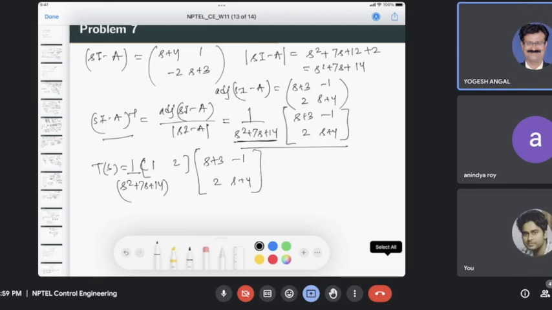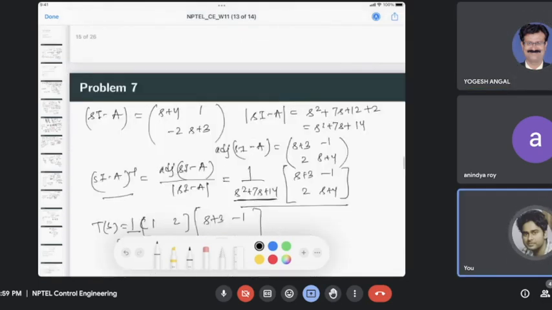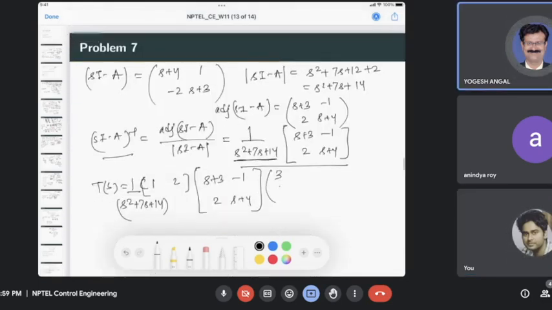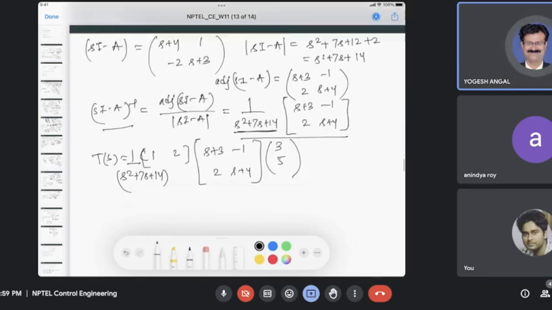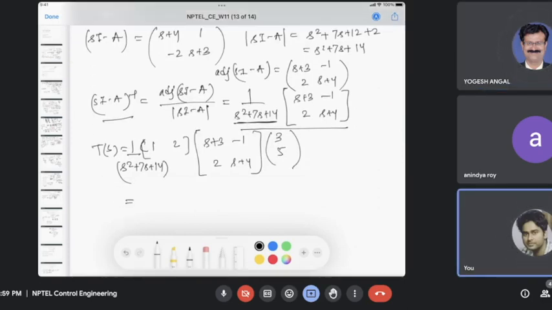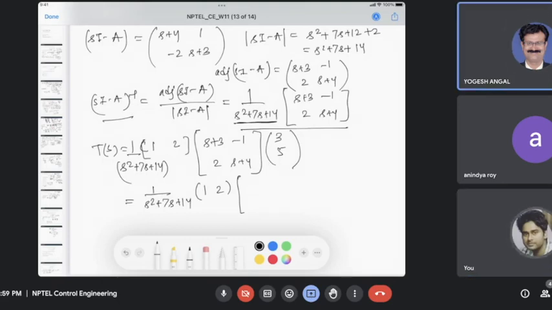4, and D matrix is 3 5. 2 by 2 matrix with 2 5. Yes. So I'll just compute this. Multiply first. Minus 14 1 2. So it will be 3s plus 9. Sir, can we multiply the first two components first?